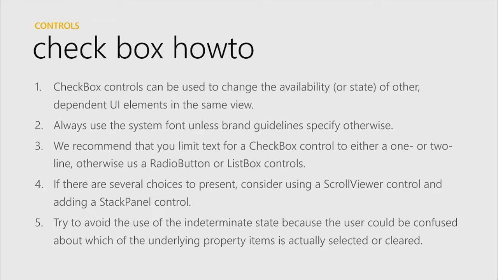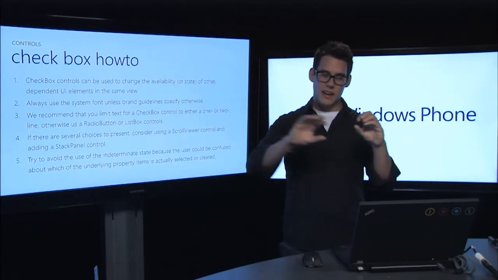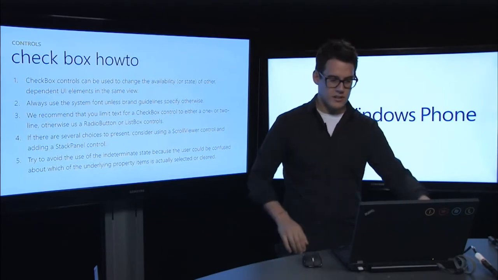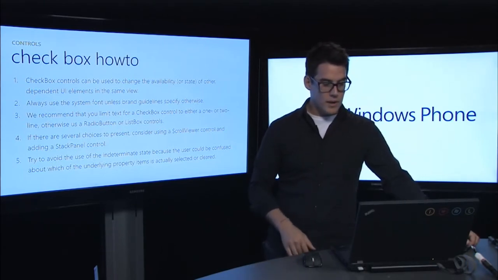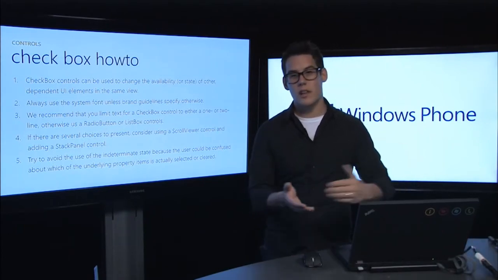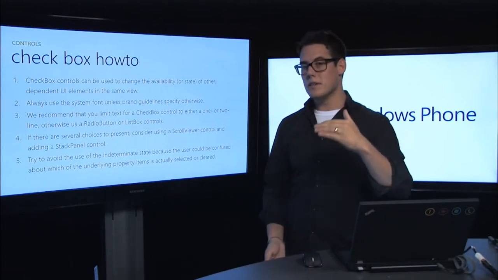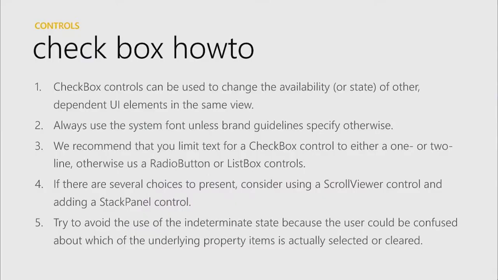Next, we recommend that you limit text for a checkbox control to either one or two lines. So in buttons, we just say no more than two words. In checkboxes, you can actually have a line of text after it. Click that and it will also check this checkbox. But we recommend that you limit it to one or two lines. Otherwise, use a radio button or a list control. If there's going to be a ton of text, maybe checkbox isn't the right thing for you.